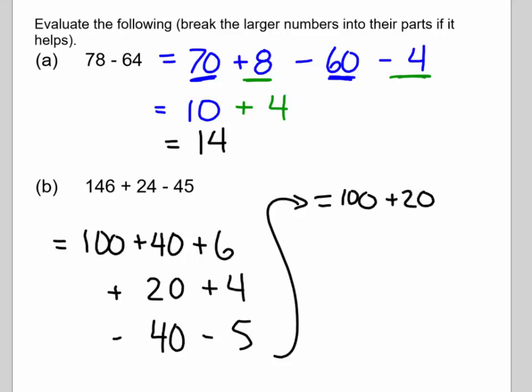Okay, and now here's the tricky one. 6 plus 4 is 10. Minus 5 more gets me back down to 5. And then when I add all those up, I get 125. And that's just a slightly different strategy you can use from time to time that'll help get answers fairly quickly.